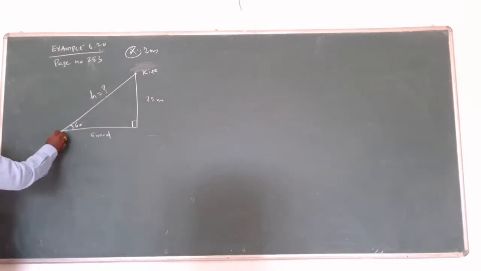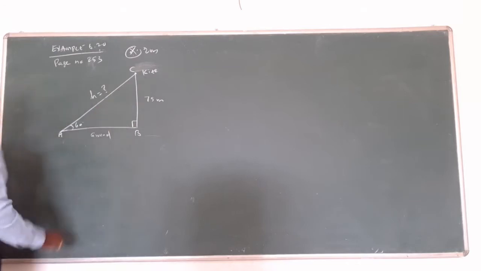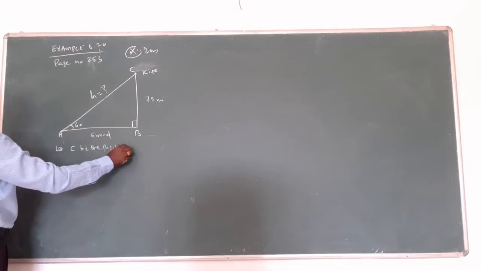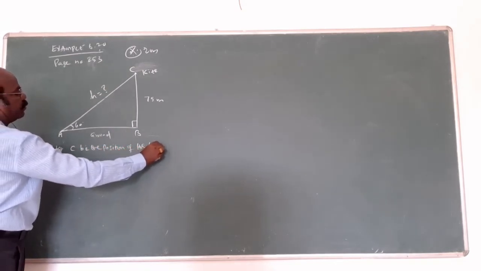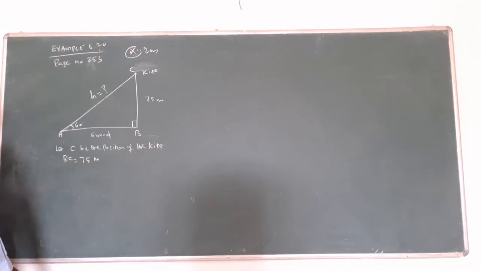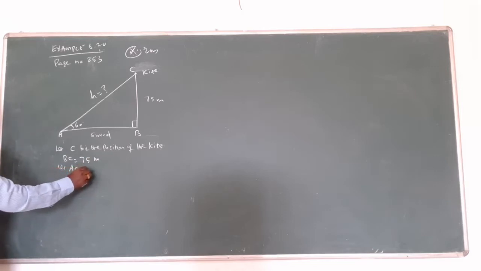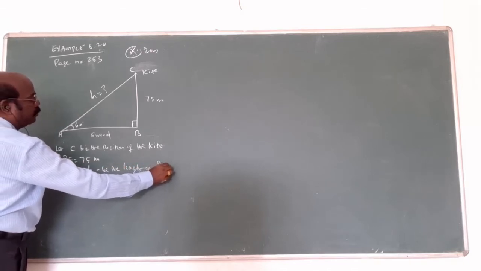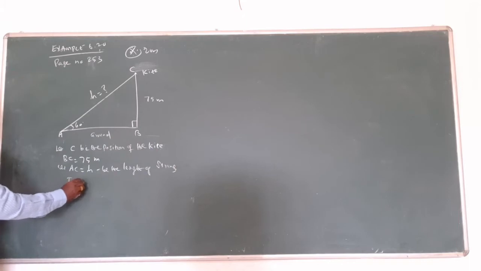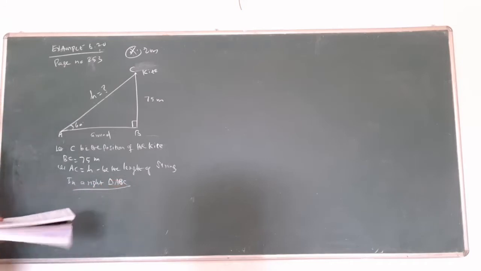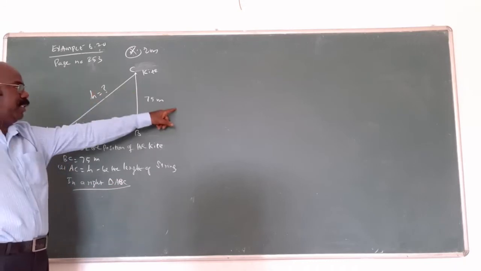As usual, A, B, C. Let C be the position of the kite. Then BC equals 75 meters. Then what is asked? Let AC equal to h be the length of the string. Now, as usual, in the right triangle ABC, am I right? This side is called opposite. Already told you, opposite.